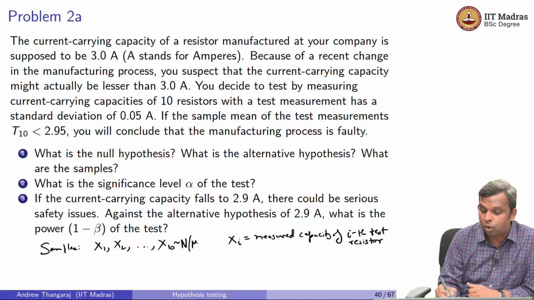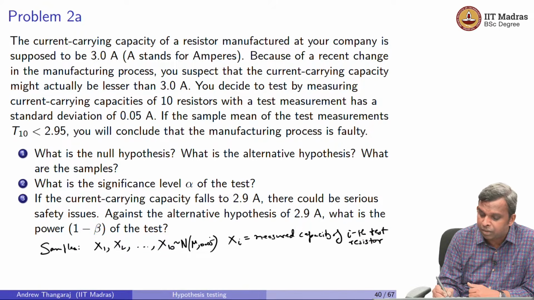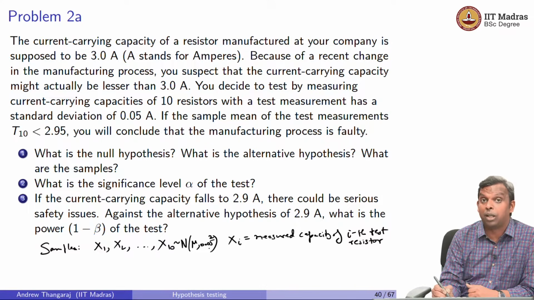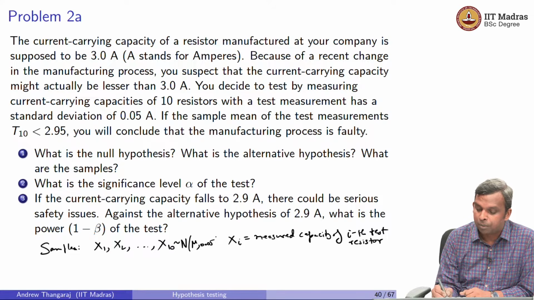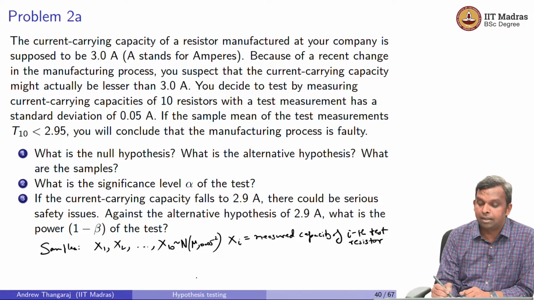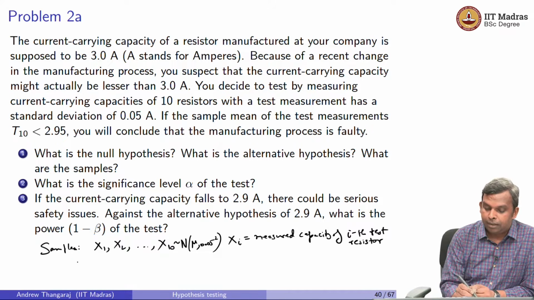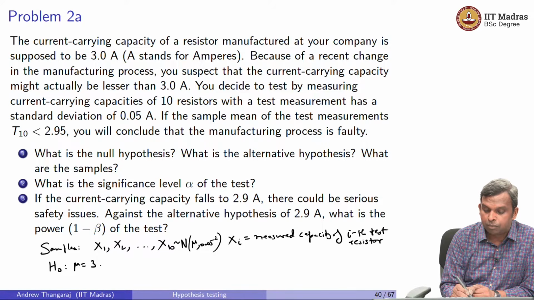So you're going to say it's normal with mean mu and variance 0.05 squared, since the standard deviation is 0.05. Okay, watch out for the standard deviation variance confusion. This can always trip you up. Okay, that's the thing. All right. So these are the samples, and your null hypothesis is that mu equals 3. Okay, and your alternative hypothesis is mu less than 3.